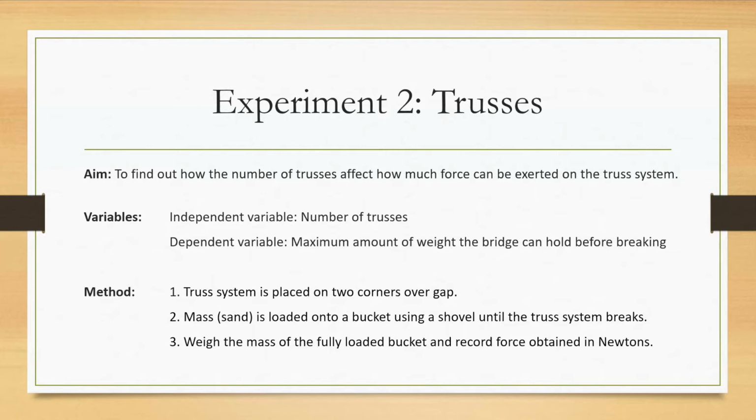The method we used to do this experiment was, we took a truss system and we placed it on two corners over a gap. Then we loaded sand into a bucket attached to the center of the truss, until the truss eventually broke from the downwards force. We weighed the mass of the fully loaded bucket after the truss collapsed, assuming that this was the weight at which the truss would collapse.